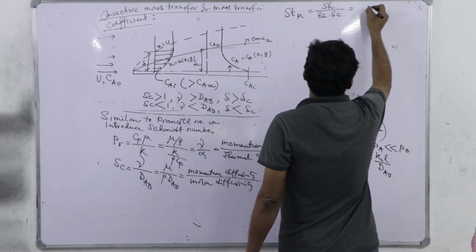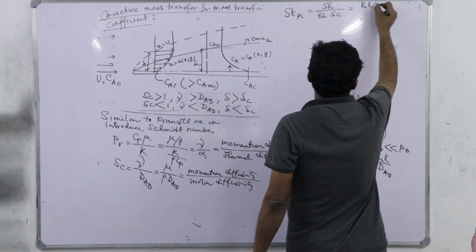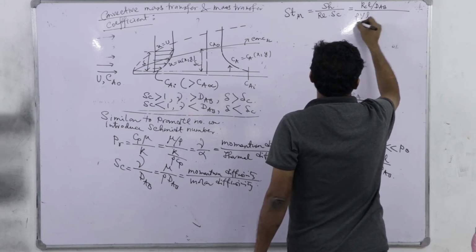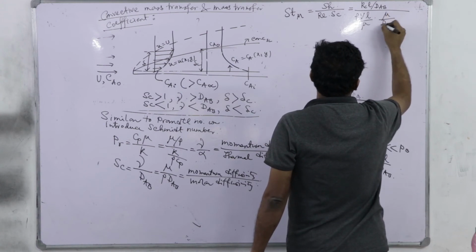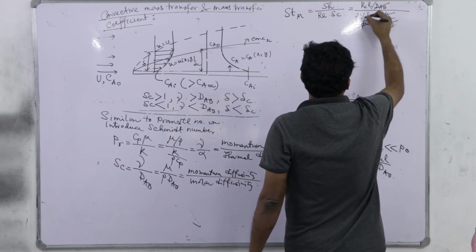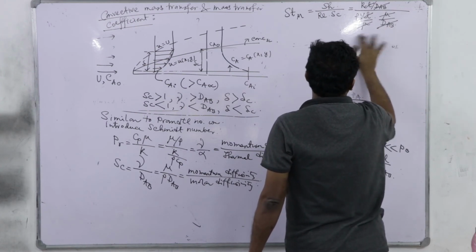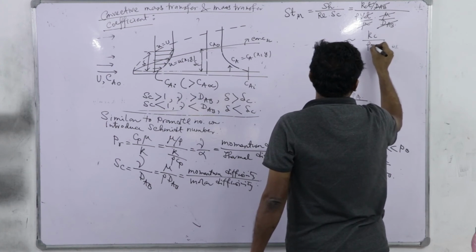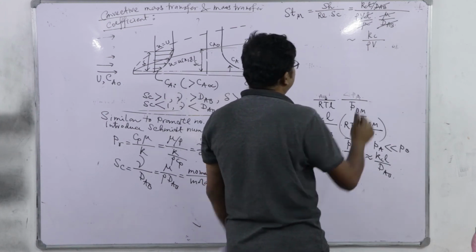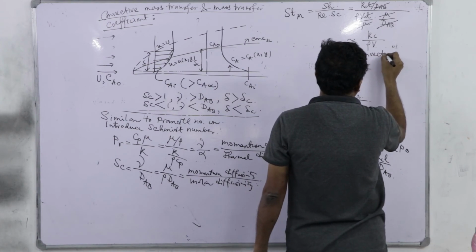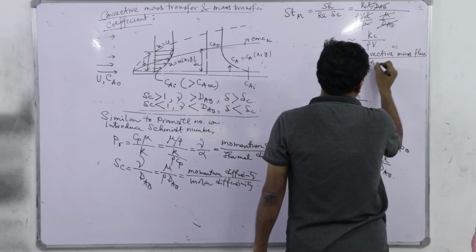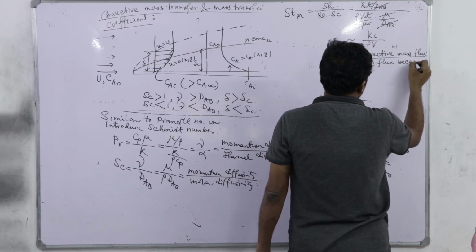So, basically if I write that Kc into L divided by DAB, and here rho into V into L divided by mu, into mu divided by DAB, right. So, DAB cancels out, mu cancels out, and L also cancels out. So, it is Kc divided by rho into V. Okay. So, this is convective mass flux divided by mass flux because of bulk flow.